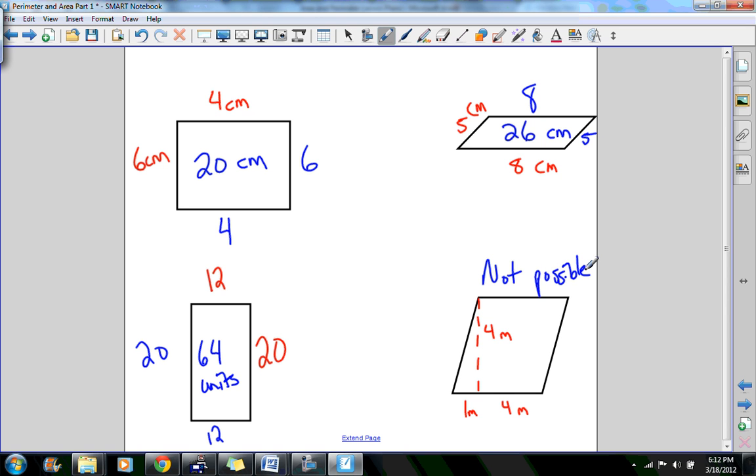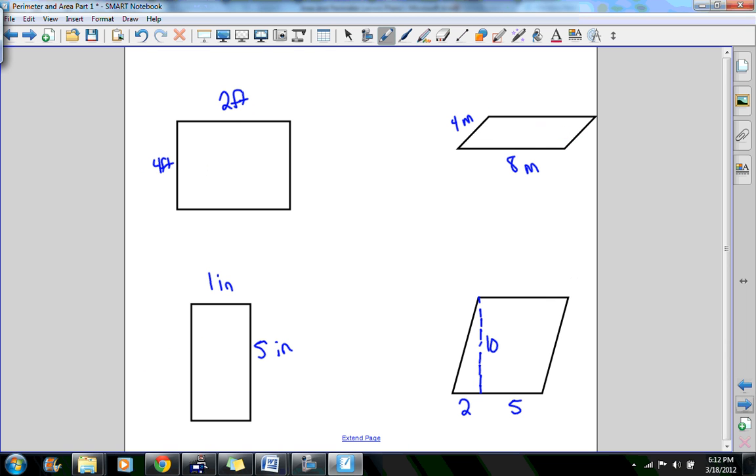Okay? So, moving on to area, which is base times height. So, for each of these, we have to identify what the base is. Here, the base is going to be 2 because that's 2. And the height's going to be 4. So we simply are going to multiply 2 feet times 4 feet to get an answer of 8 feet. And now here's the important part, squared. Area is always squared because we're multiplying two things together.